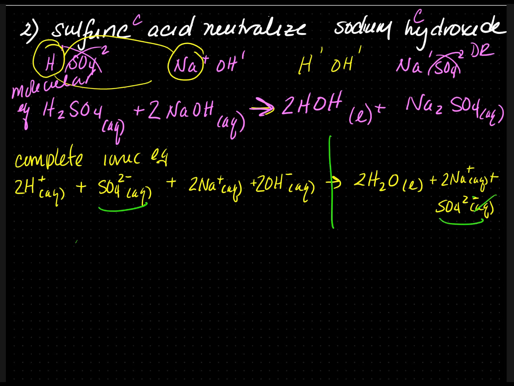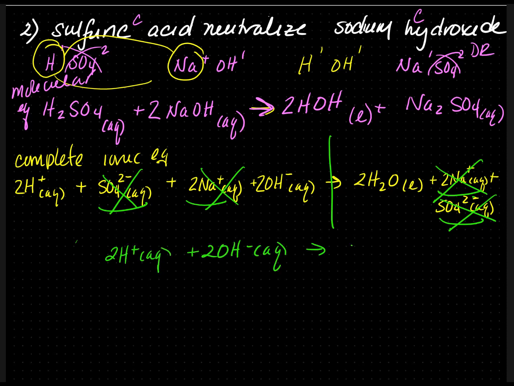They cancel out. 2Na plus AQ, we find it on the left and the right. They're exactly the same, so they cancel out. The OH minuses will not cancel out because it's combined in the product side, so it is not free. So what is left over is 2H plus AQ plus 2OH minus AQ yields 2H2O liquid.